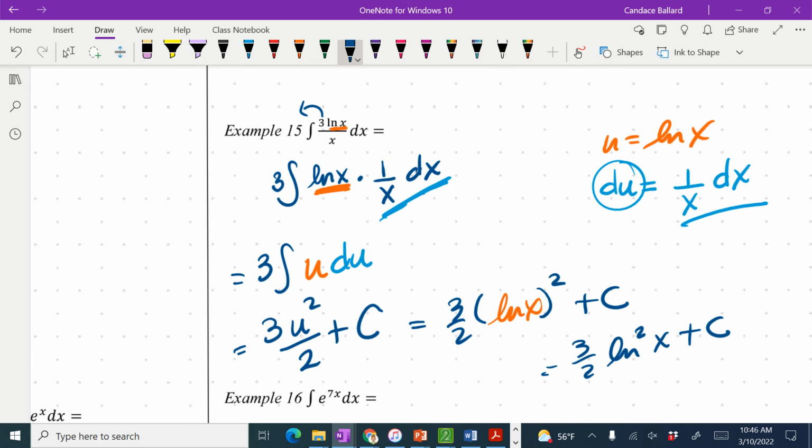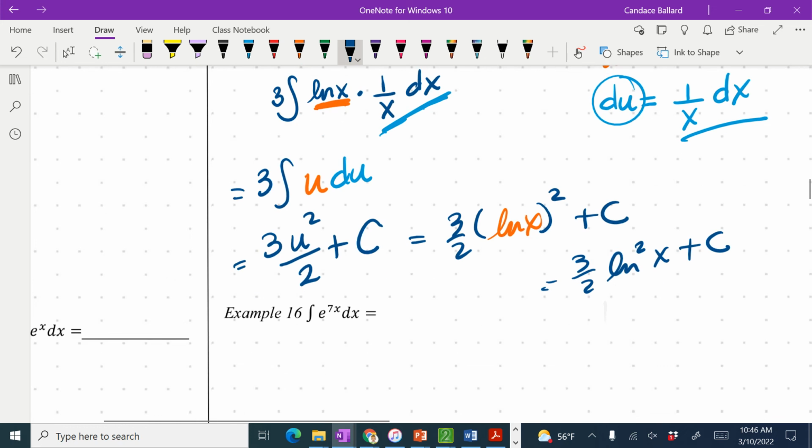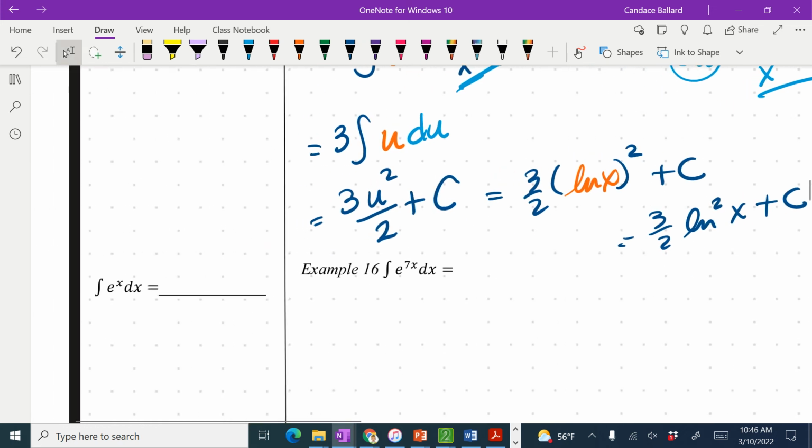All right. Out in the left-hand column, one of our favorites. When we integrate e to the x, what do we get? E to the x plus c. Super boring, right? So we almost always have a u substitution in there. Okay. All right. So in this first one, what is the u? For example 16.